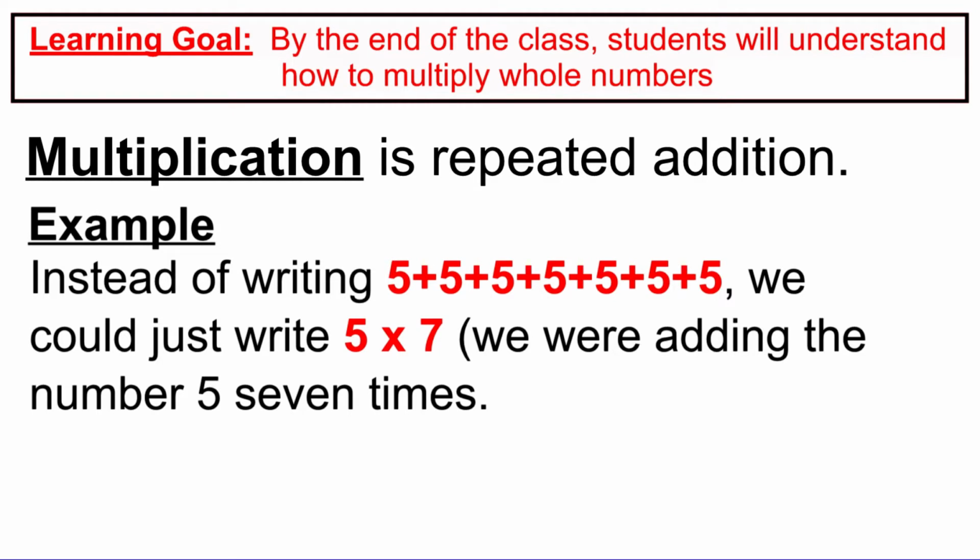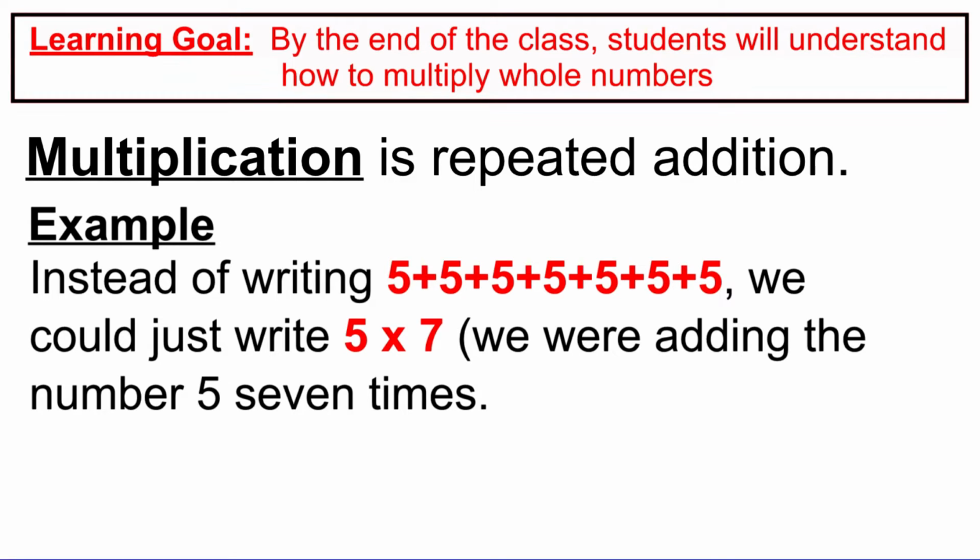My simple example down here is, instead of writing 5 plus 5 plus 5 plus 5 seven different times, we can just say 5 times 7, and we'll get to the same answer. If you were to add up the number 5 seven distinct times and just keep adding, you would get to 35. And if you were to do 5 times 7, we also know that that is 35. So it's going to save us a lot of time.